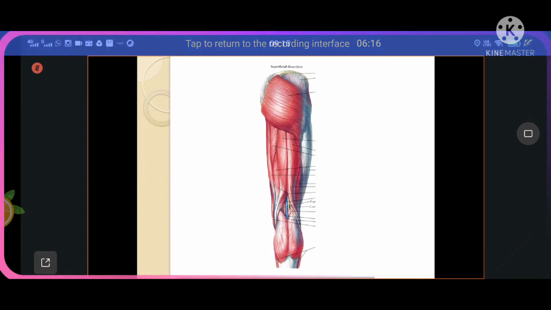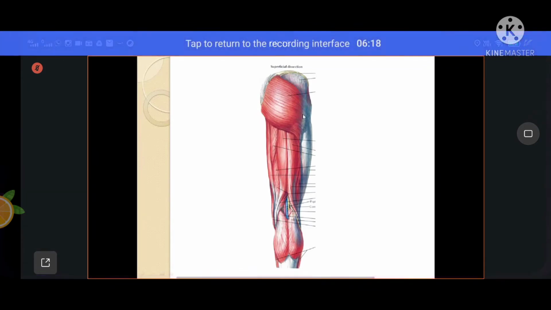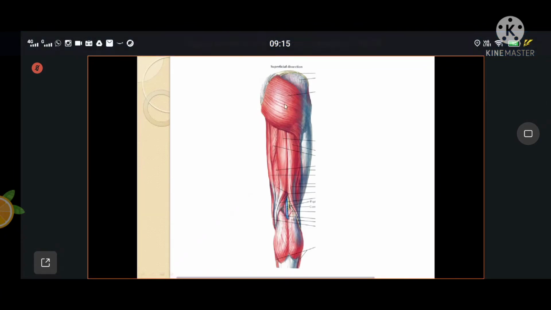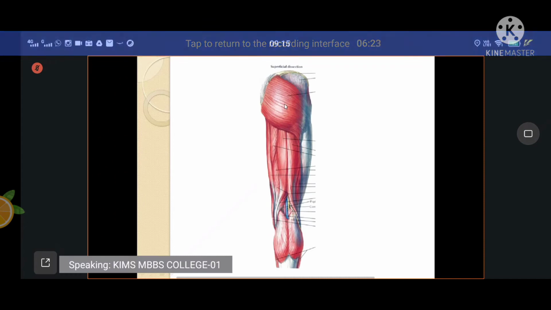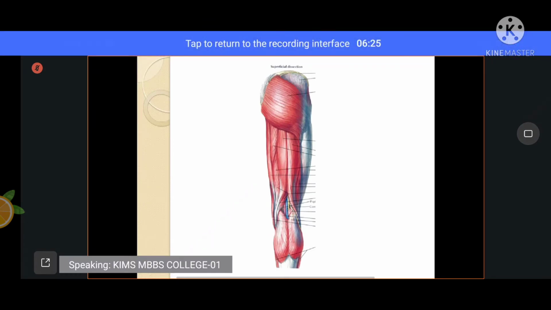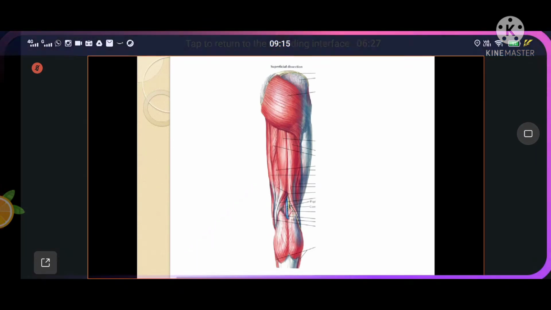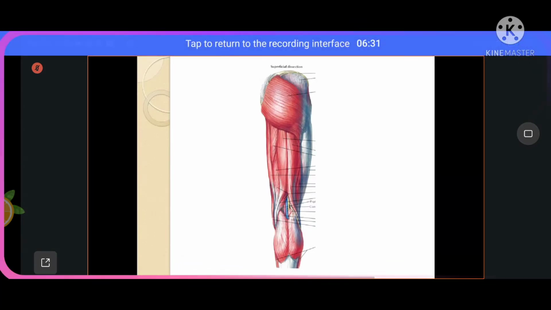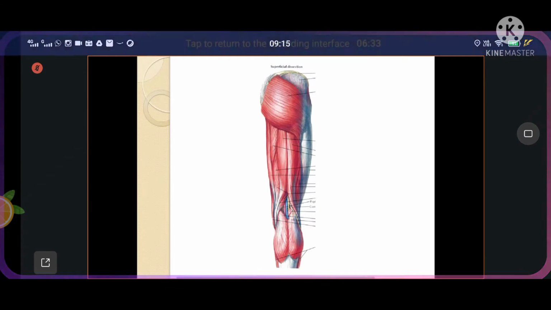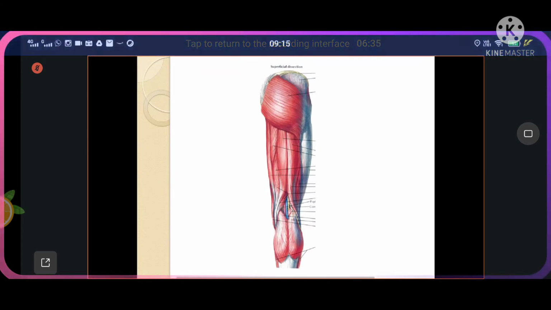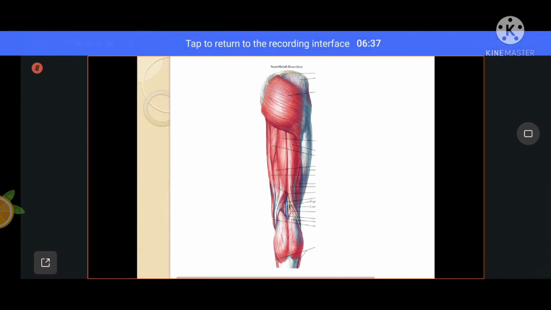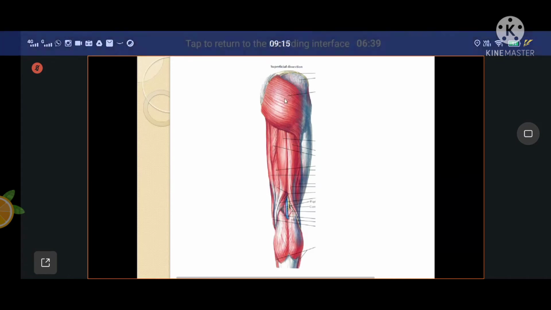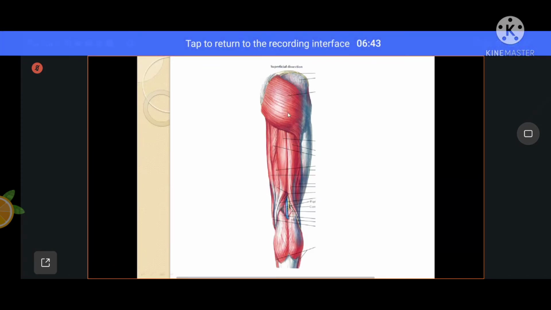Right? And now coming to the nerve supply of the gluteus maximus muscle. The nerve supply is by the inferior gluteal nerve. You just remember it, and later I'll show you where the inferior gluteal nerve is. So this gluteus maximus is supplied by which nerve? Inferior gluteal nerve. Right? And then next, what is the other one?